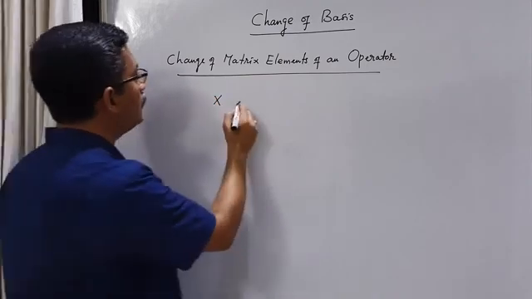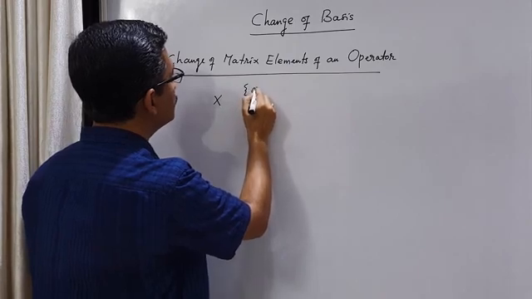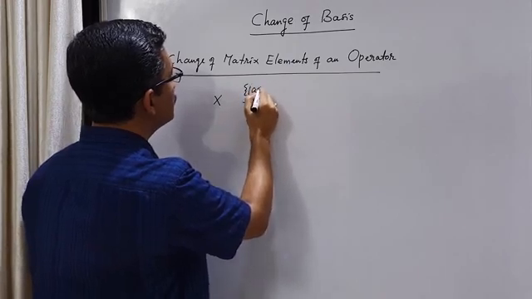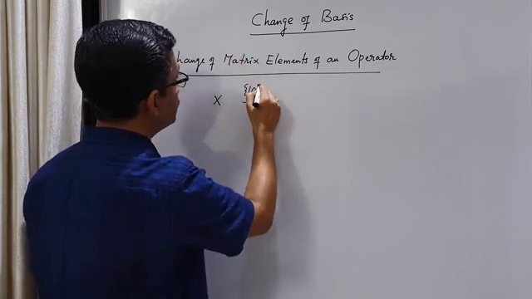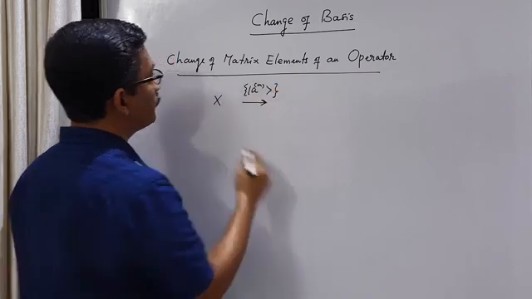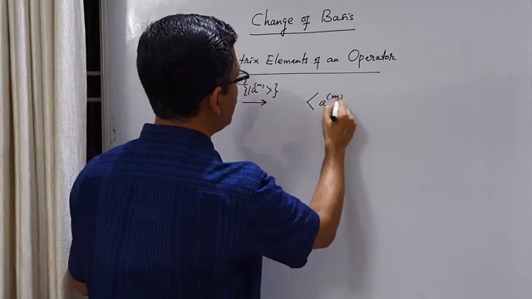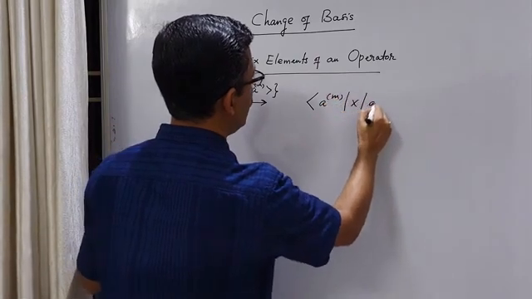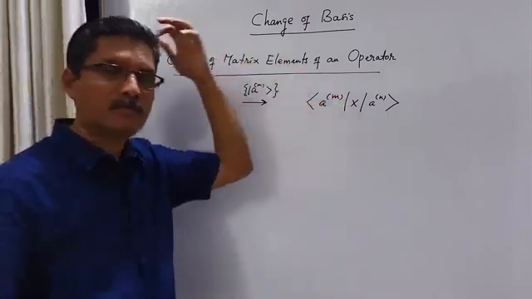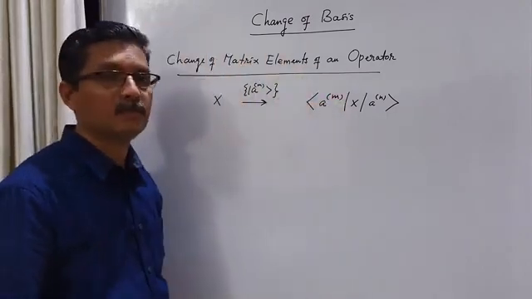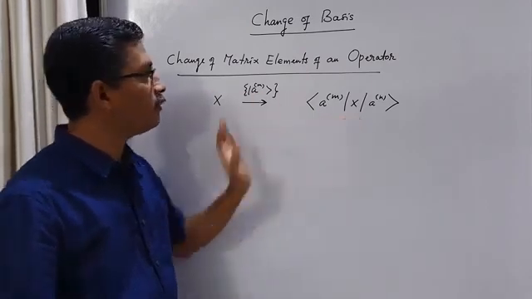Suppose we have an operator X. If we use the basis, let us say, ket A_M, then its matrix elements are, let us say, <A_M|X|A_N>, where M and N run from 1 to some capital N, where capital N is the dimension of the vector space. So this is a matrix element of this operator in the old basis.